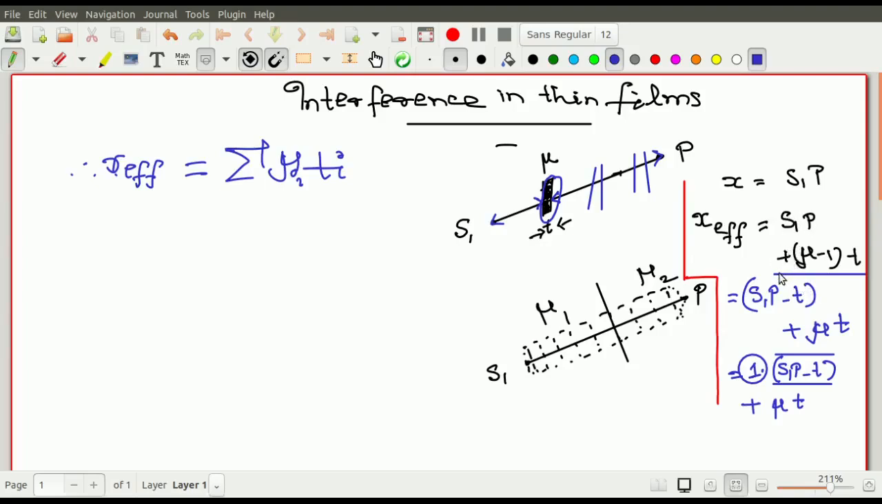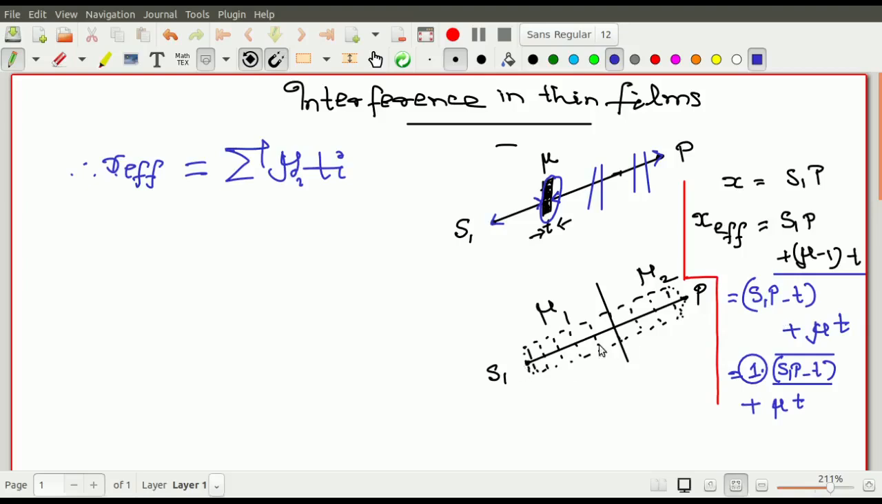As we proceed with these values, we see that S1P minus t is a thickness, and this thickness is multiplied by 1, the refractive index of vacuum. The thickness t is multiplied with the refractive index of this particular sheet. So we get x effective equal to this one plus mu of t, right? That is what we tried to understand here. So from today you will remember how to do it.